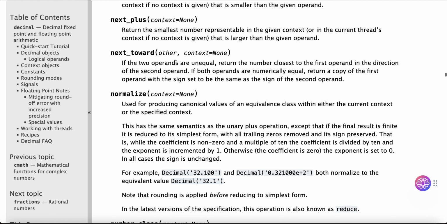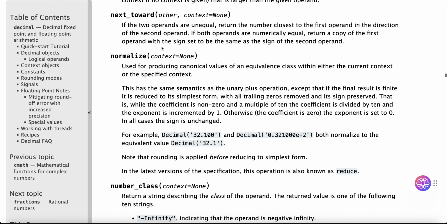next_toward, other, context is equal to none. If the two operands are unequal, return the number closest to the first operand in the direction of the second operand. If both operands are numerically equal, return a copy of the first operand with the sign set to be the same as the sign of the second operand.